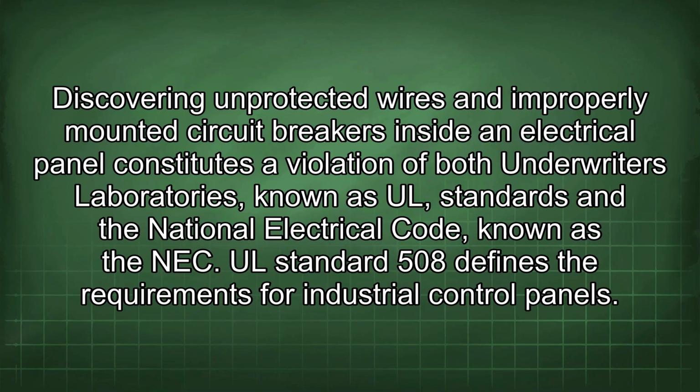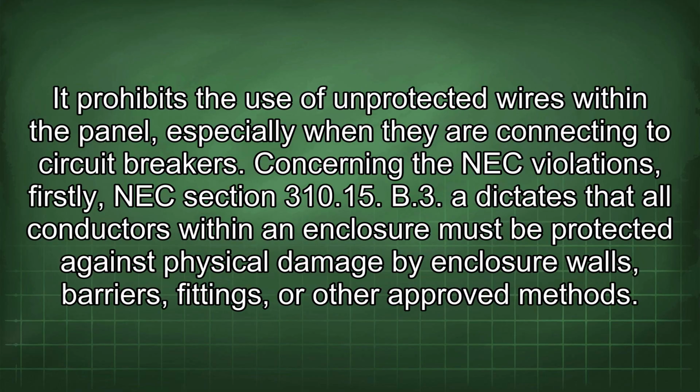Discovering unprotected wires and improperly mounted circuit breakers inside an electrical panel constitutes a violation of both Underwriters Laboratories, known as UL standards, and the National Electrical Code, known as the NEC. UL Standard 508 defines the requirements for industrial control panels. It prohibits the use of unprotected wires within the panel, especially when they are connecting to circuit breakers.